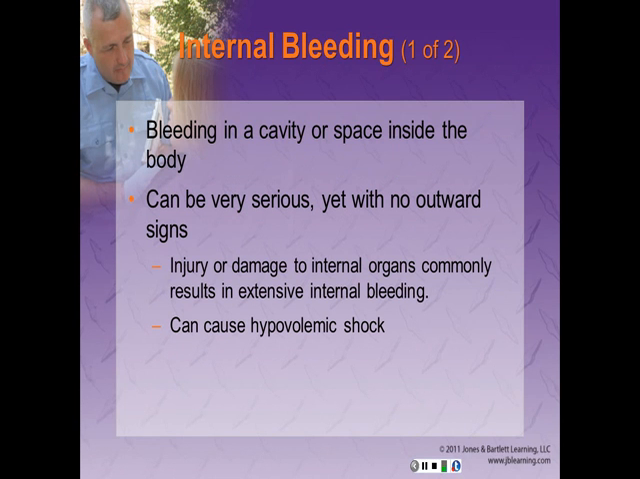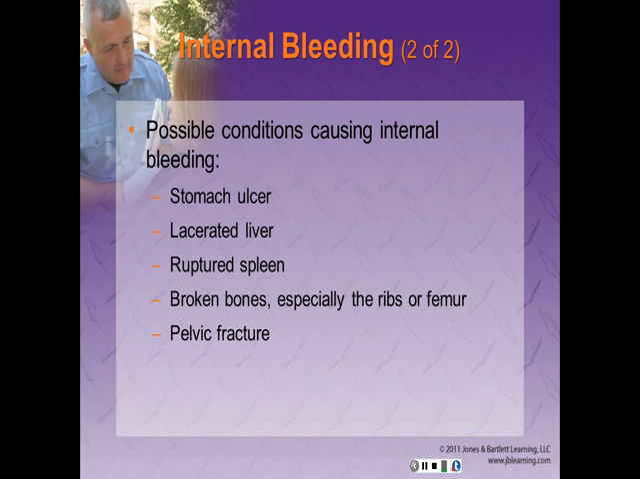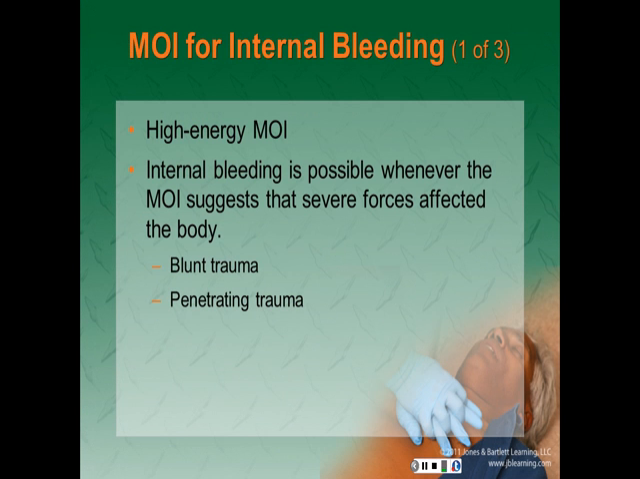Internal bleeding is any bleeding in a cavity or space inside the body. It can be very serious, yet with no outward signs. Injury or damage to internal organs commonly results in extensive internal bleeding, which can cause hypovolemic shock. Some possible conditions causing internal bleeding include stomach ulcers, lacerated liver, a ruptured spleen, broken bones, especially the ribs or the femur, and pelvic fractures.